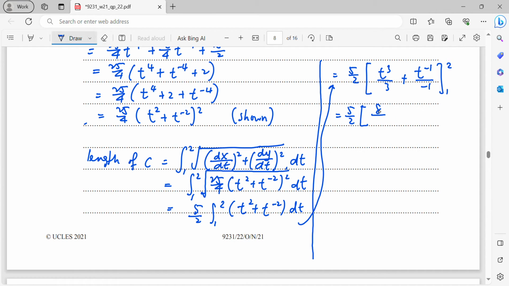So here I will write minus 1 over 2, because t to the power of negative 1 over negative 1 is negative 1 over t. Then minus, when the t is 1, 1 cubed over 3 is 1 over 3. Then minus 1 over 1 is 1. Okay, so from here at last you will get 85 over 12. So that is the arc length of the C.